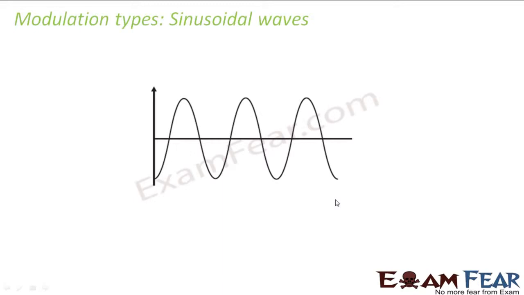So let us now talk about the types of modulation in case of sinusoidal waves, because as I said, carrier waves can be of two types. It can either be a sinusoidal wave or it can be a pulse. In case of sinusoidal carrier waves, let us see what are the different types of modulation possible. We are going to talk about amplitude modulation, frequency modulation, and phase modulation. These are the three types of modulation which we will be discussing for a sine wave.